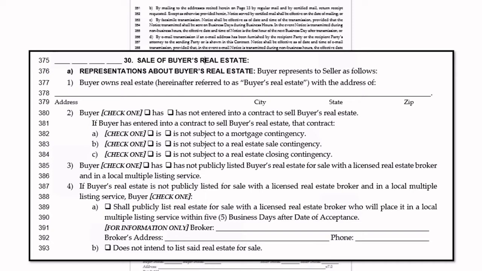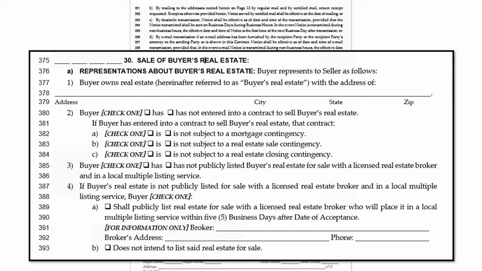Now, number 2 says buyer has or has not entered into a contract to sell their real estate. In the example I just gave you, he has not. It says that if buyer has entered into a contract, you would not fill out A, B, and C under 2 because he has not entered into a contract. Then 3 says buyer has or has not publicly listed their real estate for sale. So if you have listed your buyer's house, but he hasn't sold it yet, you could check the box that says he has listed his property for sale. And then it says if buyer's real estate is not listed for sale.